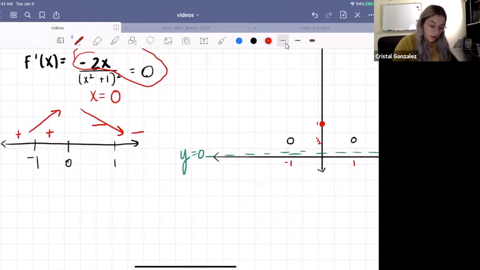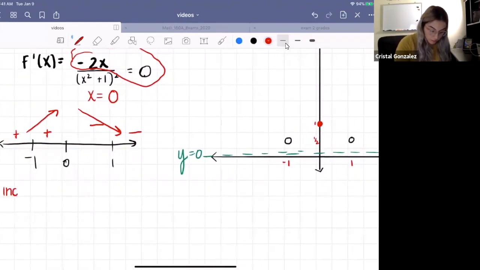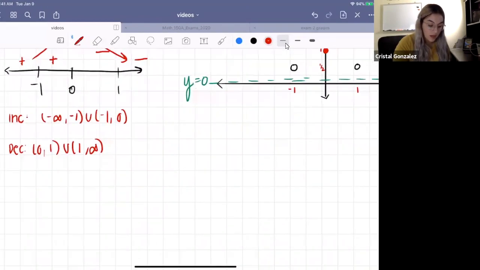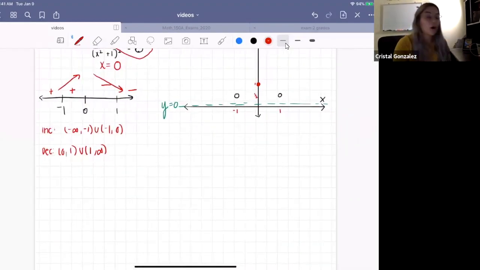And so now we know that we are increasing from -infinity to -1, union -1 to 0. And we don't want to just say -infinity to 0 because it's not defined at -1. There's nothing there. So we have to be careful when we're writing that. And then we are decreasing from 0 to 1, union 1 to infinity.